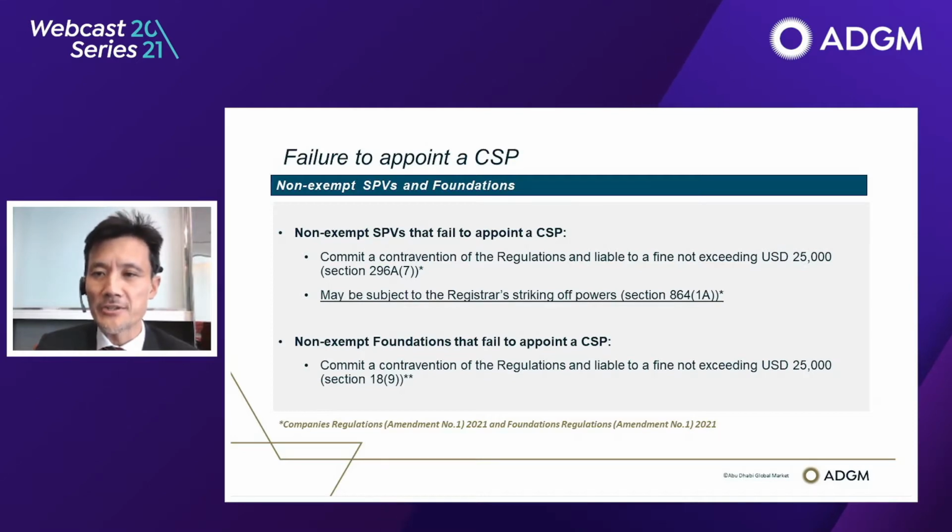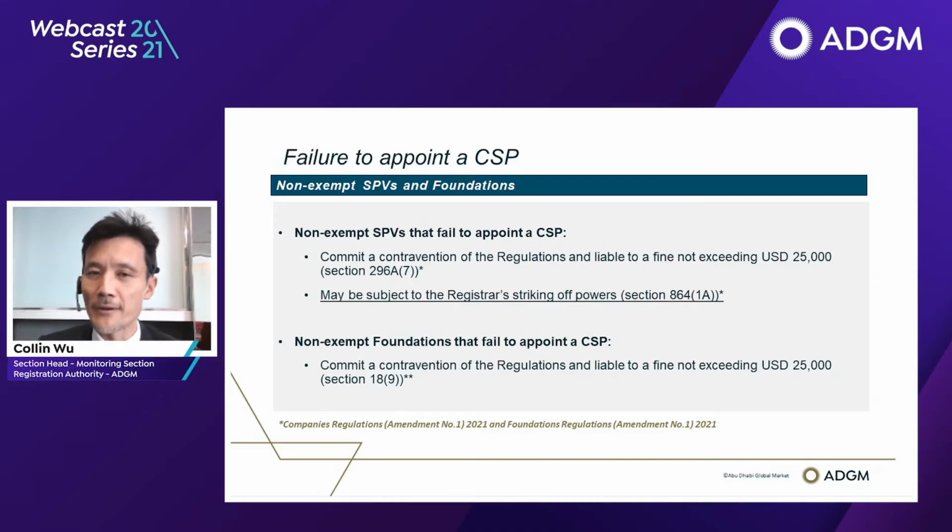Next slide. Please note, it's important that non-exempt SPVs that fail to appoint a CSP commit a contravention of the Companies Regulations and are liable to a fine not exceeding $25,000. Furthermore, the non-exempt SPV may be subject to the registrar's new striking off powers as contained in the Companies Regulations.